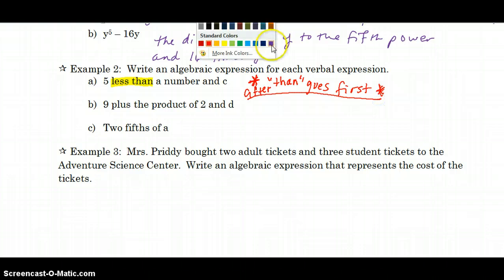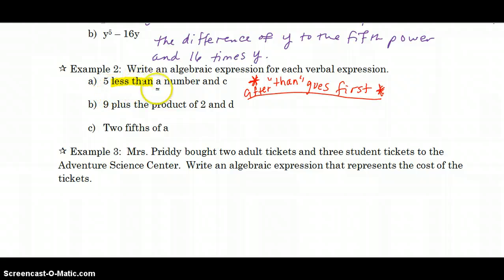You need to remember that. So let me show you how this looks. 5 less than a number c. It's supposed to be 5 less than a number c. So which one came after the word than? C. So which one goes first? C. After the word than is a number c. Whatever comes after than goes first. So where does the 5 go? It's going to be less than. So it's 5 less than c.